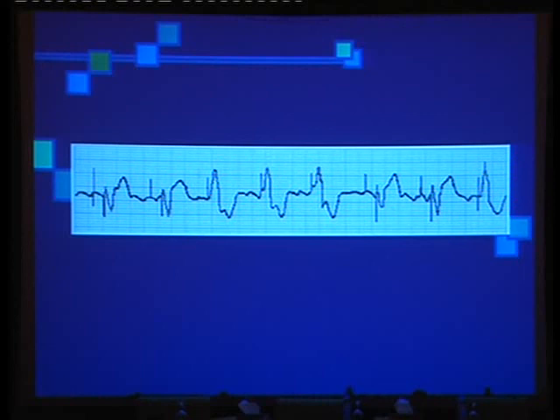Okay, to correct this, you need to send the patient back to the cath lab and they do the lead adjustment. This is the type of correction.